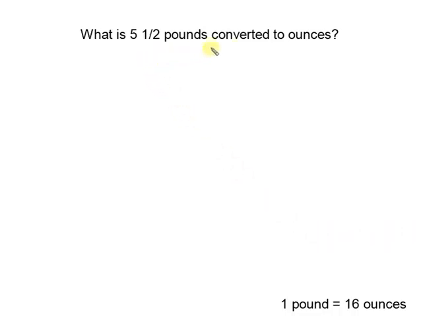What is 5.5 pounds converted to ounces? What have we got? That's our first question. Well, we have 5.5 pounds. So I'm going to go ahead and write that over here, 5.5. I could write it as a fraction, but I'm going to write it as a decimal, just might as well be one thing as the other. 5.5 pounds. And we want to convert that to ounces. So what do we want? We want ounces.